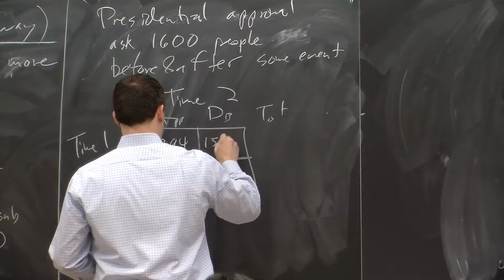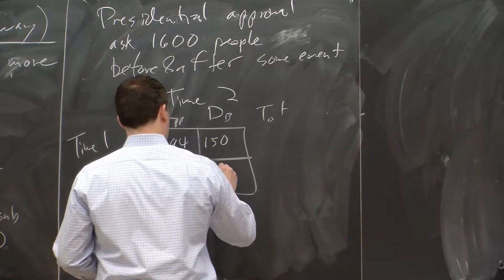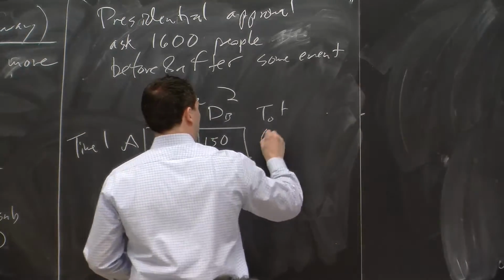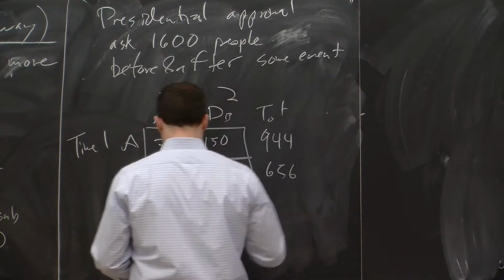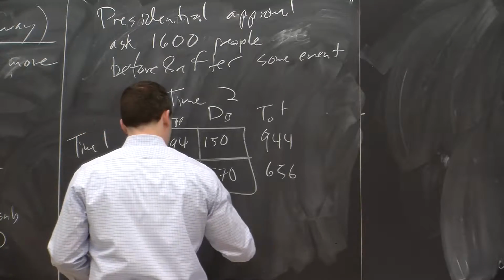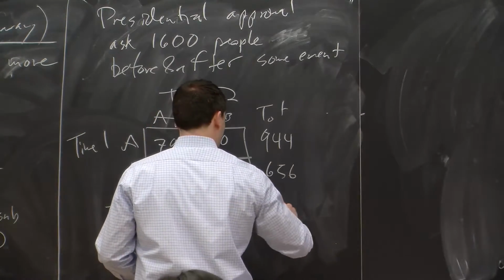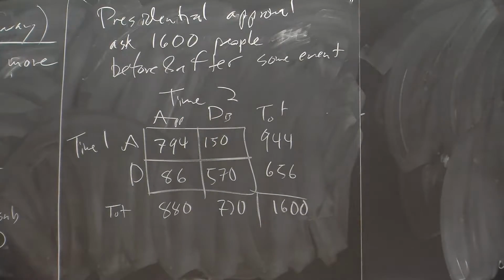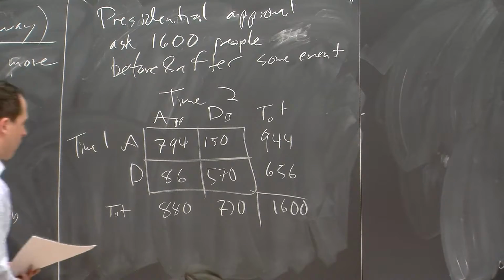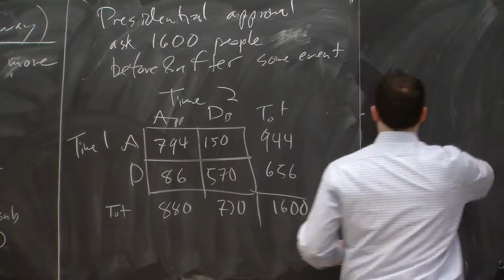And we get some totals: 794, 150, 86, 570, 944, 656, 880, 720, and a grand total of 1,600. So what question do we want to ask of this table?